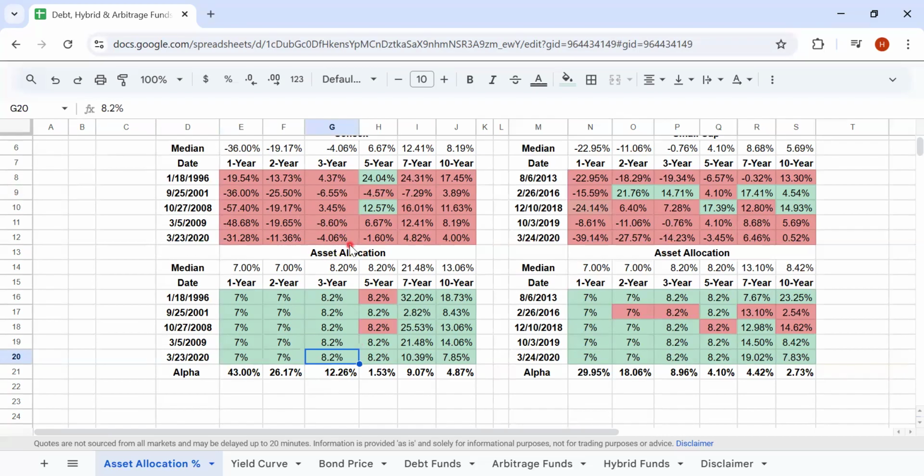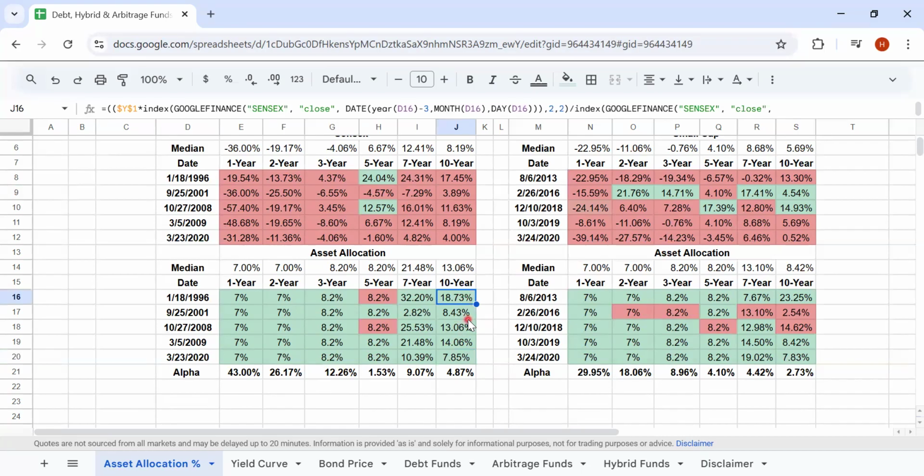For 3 years, it would have been a hybrid one. So that would have been 8.2, that is on 2017 March. Now let's look at the 10 years return for this one.